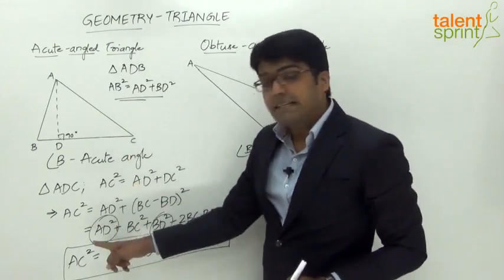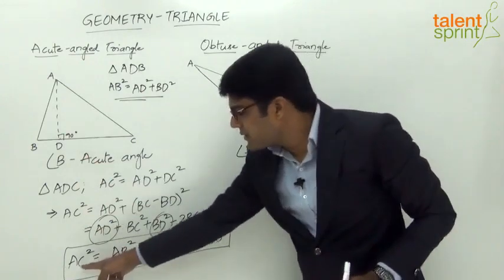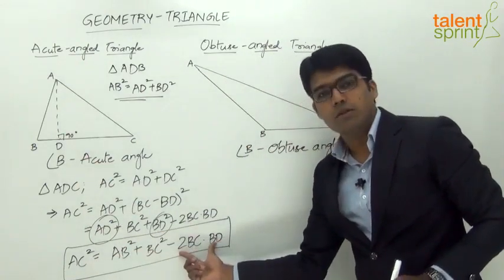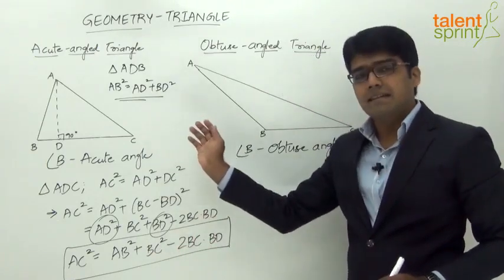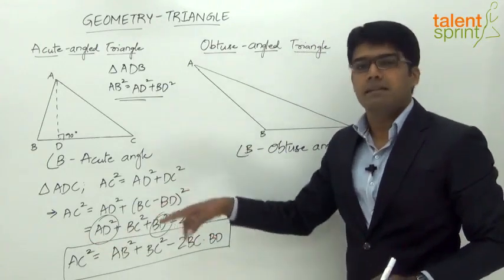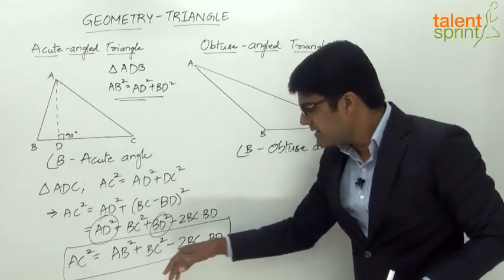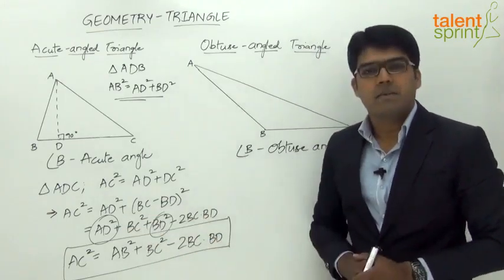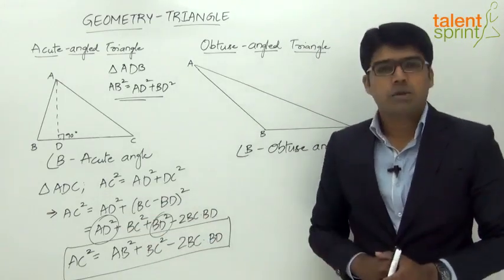If the angle B is 90 degrees, what happens? AC square will be equal to AB square plus BC square. We don't have this minus 2BC into BD. But since the angle is less than 90 degrees, this side AC square should be lesser than what we have in the Pythagoras theorem. So that lesser part here is minus 2BC into BD, right? So if we subtract this, we can get AC square there, right? So that's about an acute angle triangle.